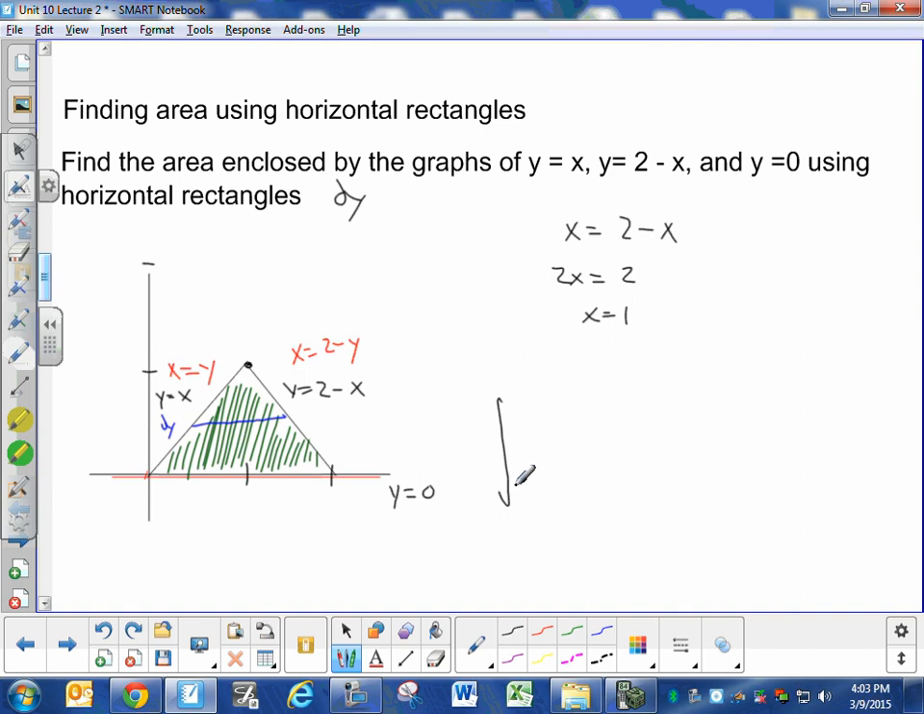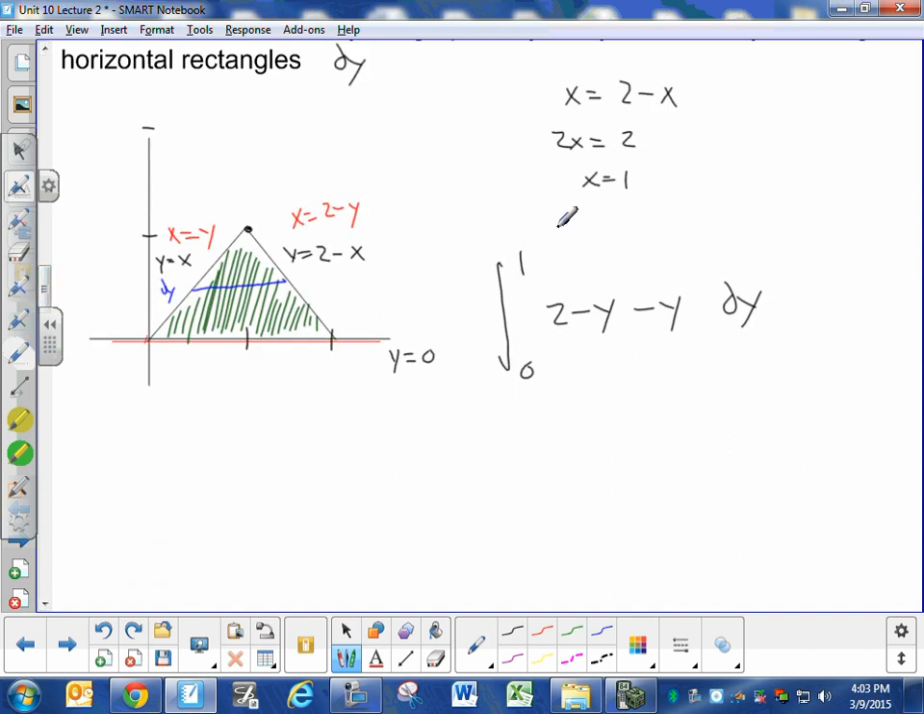I can write out the integral to find the area here with respect to y. I would say it's going from 0 to 1, which is my y's, and then it's right minus left. The right x value would be given by 2 minus y. The left x value would be given by y. So this would be the expression using horizontal rectangles to find this area.